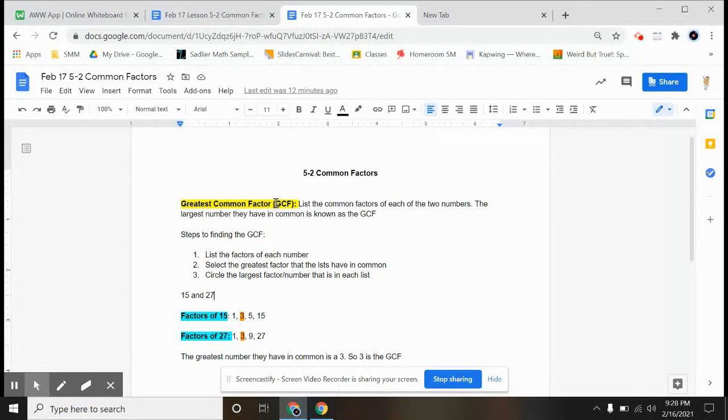And you're going to hear Miss Malone call this a lot GCF. Okay, it's kind of the short abbreviation for greatest common factor. So if you see on your tests or on your quizzes, directions might say find the GCF, just know that what you're being asked to do is find the greatest common factor. So how do you go about doing that? Well, first off, the definition for a greatest common factor is when we list the common factors of each of the two numbers, the largest number that they have in common is known as the GCF.